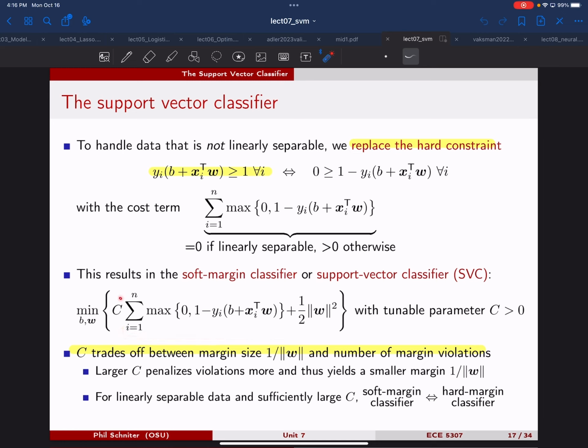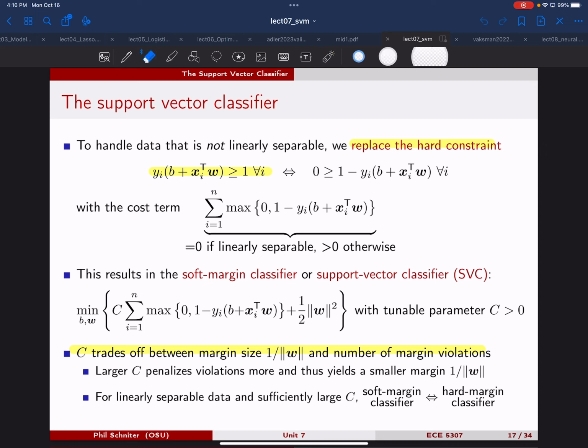And so what this tunable hyperparameter does for us is allow us to trade off between how important this part is and how important this part is to minimize. So if you make c very large, it really does its best to try to enforce this as much as possible.